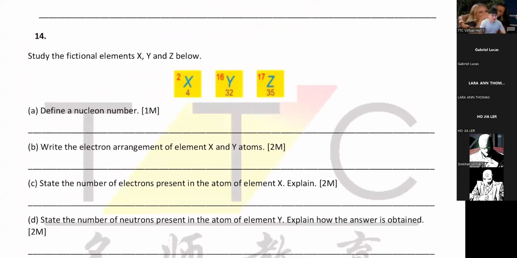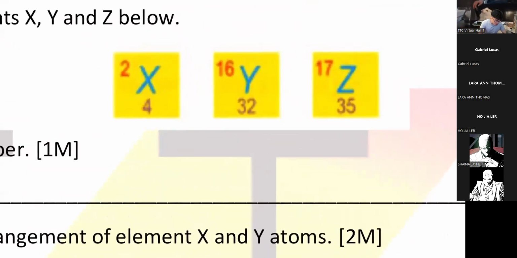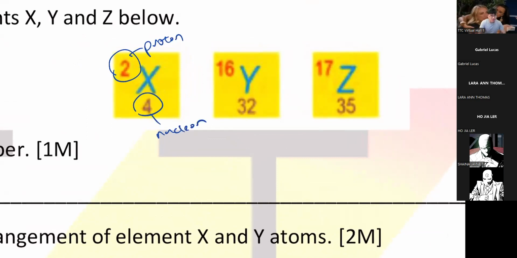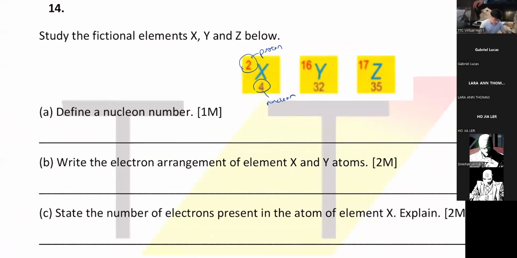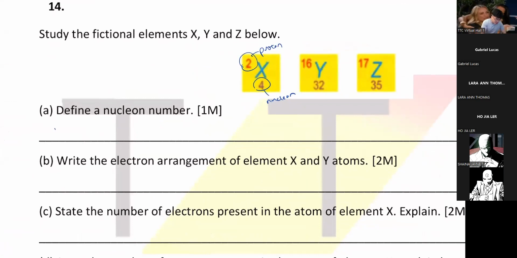This is also a very typical exam question. They will give you 3 elements, X, Y, Z. They are not real elements, they are fictional elements. Usually when you see an element, the top number is the nucleon number and the smaller number is the proton number. They don't write the neutron number because you can just take nucleon minus proton. That's your neutron number. The nucleon number, like I said, is your proton number plus your neutron number.